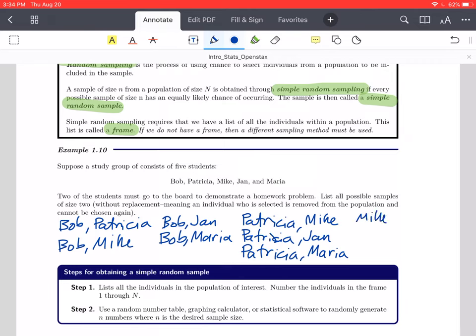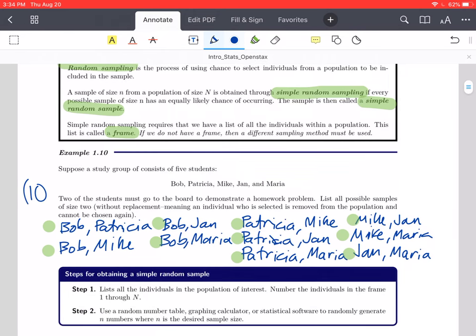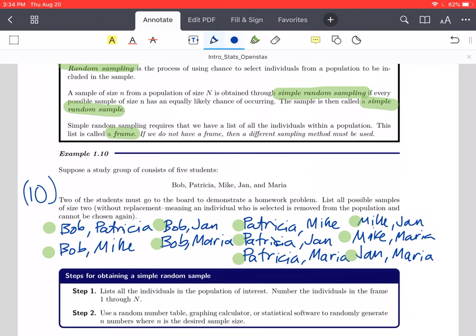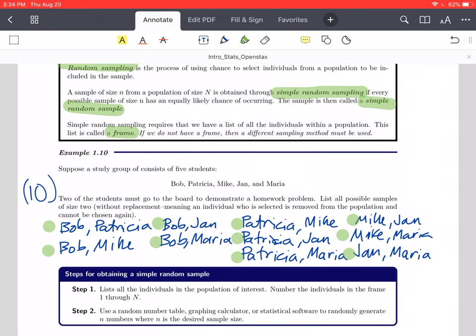Or it could be Mike and Jan, or Mike and Maria, or the last case, Jan and Maria. These are all the possible ways that I could send 2 of the 5 students up to the board, so let's count these up. 1, 2, 3, 4, 5, 6, 7, 8, 9, 10. So there are 10 possible ways for me to send these students up to the board. That's the list of all possible samples of size 2. Of course, if it was a sample of size 3 or more, we would get a different number.